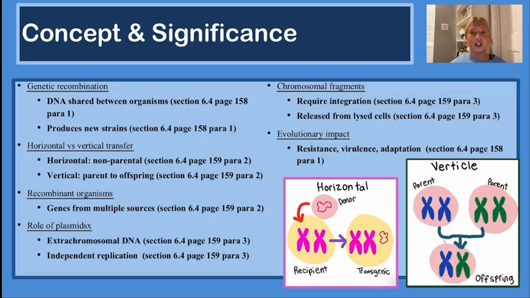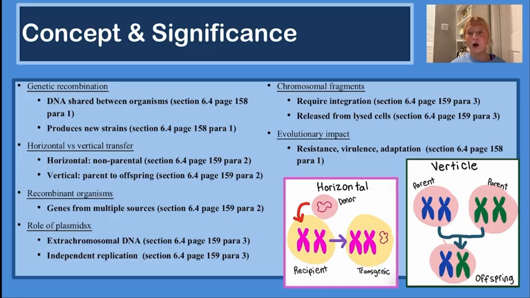Horizontal gene transfer is basically the genetic recombination when DNA is shared between organisms rather than inherited from a parent. This results in new strains and new genetic combinations. This process contrasts with vertical gene transfer, where genes move only from parent to offspring, and it explains why organisms that acquire foreign genes are considered recombinants.